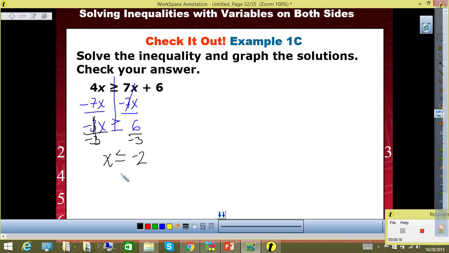Less than or equal to negative 2? Okay. Hands up if you got that. That is correct. Now check this out. Why did it work? Let me explain to you why it worked.